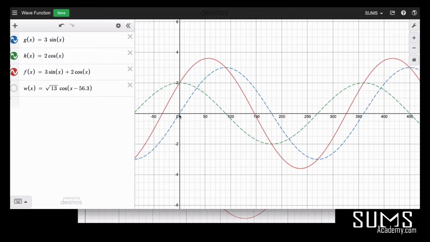So at 0, the blue line plus the green line. So the blue, which is sine, is 0, and then green, which is 2, right? So 0 plus 2 is 2, and that's where the red line falls, just here, right? And then, what's another good example? So you take this point here, right?